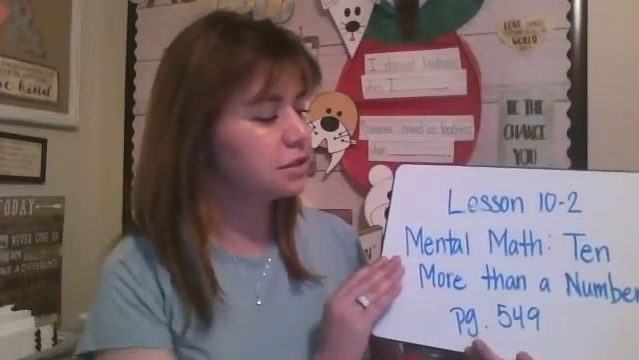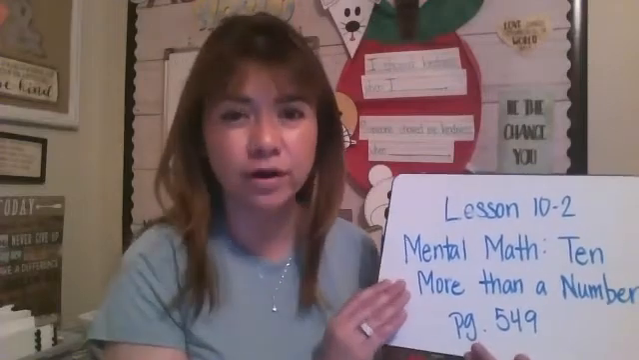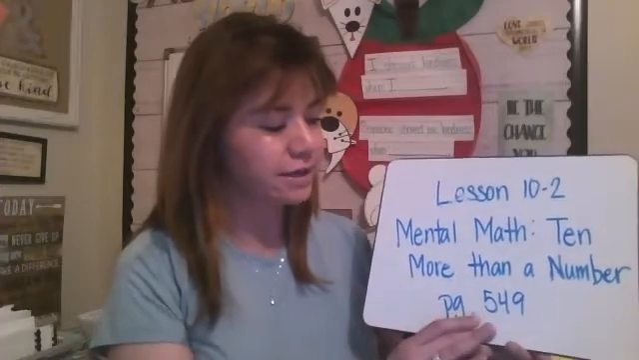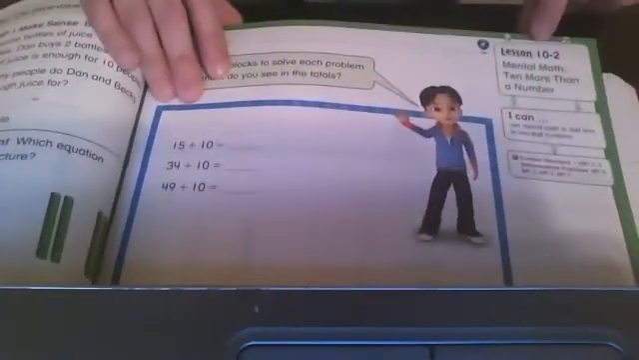They're asking us to use mental math, and we're going to be working with 10 more than a number. So each time we're going to be adding 10. Our page number is 549. So if you could please take out your books and a pencil. I'm going to share my workspace with you here. There we go. Lesson 10-2 is where we're at. And again, the page number is 549.